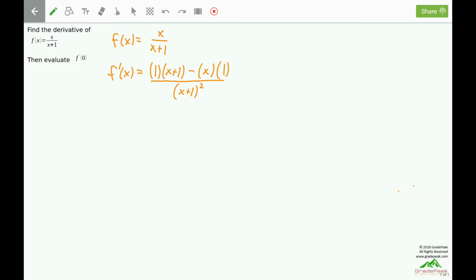Let's distribute the 1's in the numerator. 1 times x plus 1 will give us x plus 1. A negative x times a 1 will give us a negative x. And then all of this is over x plus 1 squared. In the numerator, the positive x and the negative x can cancel, and we'll end up with 1 over x plus 1 squared. There's our derivative.